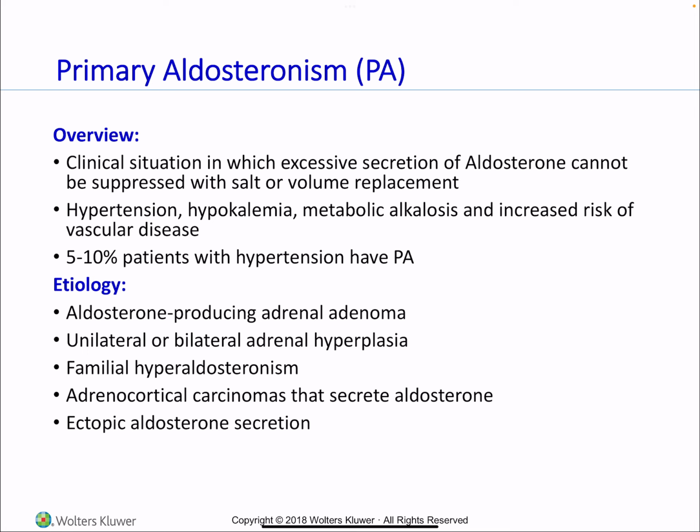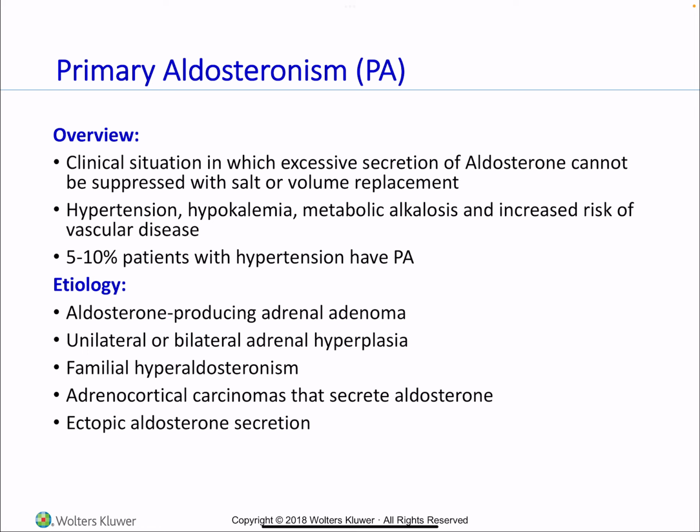Okay, so remember, aldosterone is the main mineralocorticoid hormone. It is a steroid hormone that is produced by the zona glomerulosa of the adrenal cortex in the adrenal gland. This aldosterone hormone is very, very important for sodium conservation in the kidneys. It's also very important for sodium conservation in the salivary glands, also in the sweat glands and in the colon.